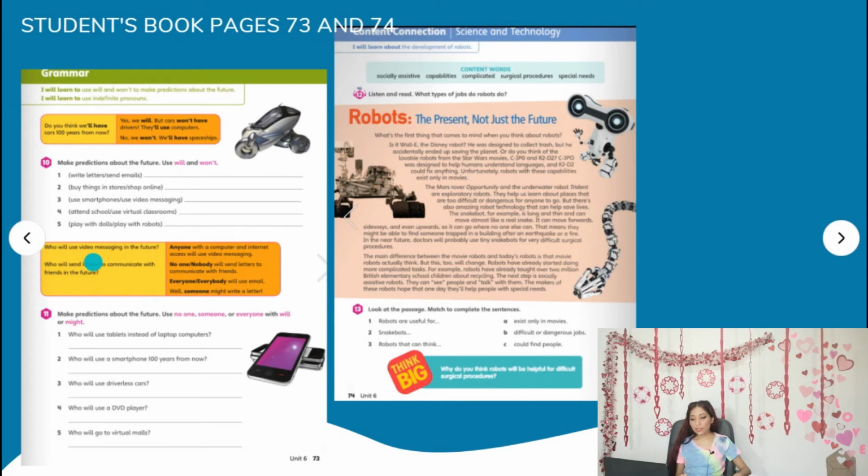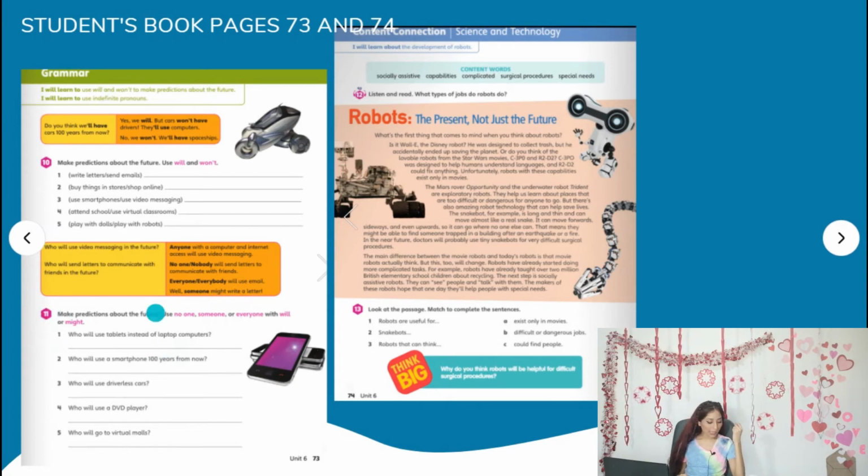Who will use video messaging in the future? Who will send letters to communicate with friends in the future? So we have: anyone with a computer and internet access will use the video messaging. No one or nobody will send letters to communicate with friends. Anyone or everyone or everybody will use email. Everyone or everybody are almost, or yes, nearly always used in the same way. Well, someone might write a letter, okay?